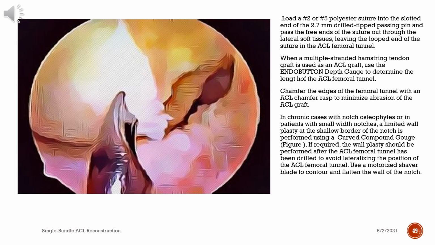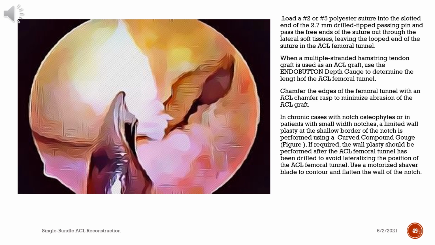Load a number 2 or number 5 polyester suture into the slotted end of the 2.7 mm drill-tipped passing pin and pass the free ends of the suture out through the lateral soft tissues, leaving the looped end of the suture in the ACL femoral tunnel. When a multiple-stranded hamstring tendon graft is used as an ACL graft, use the EndoButton depth gauge to determine the length of the ACL femoral tunnel. Chamfer the edges of the femoral tunnel with an ACL chamfer rasp to minimize abrasion of the ACL graft.